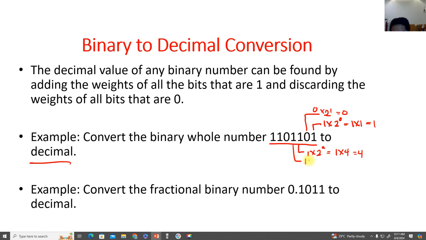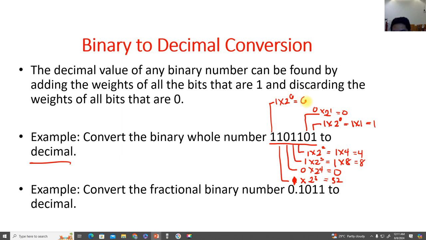We have 1 times 2 raised to 3, which is 1 times 8, which is 8. We have 0 times 2 raised to 4, which is 0. Again, this would be 1, sorry, times 2 raised to 5. So 2 raised to 4 is 16, 2 raised to 5 is 32, and 32 times 1 is still 32. And then lastly, we have 1 times 2 raised to 6.